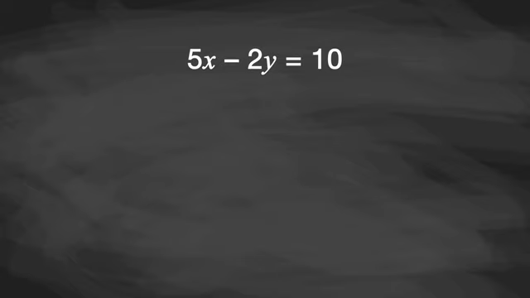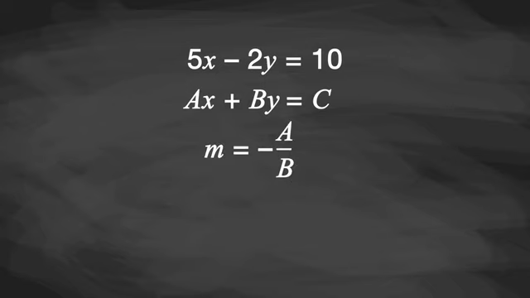The equation 5x minus 2y equals 10 is in standard form, ax plus by equals c. As long as the a and b stay the same, the slope will be the same. Remember, for standard form, the slope equals negative a over b. The slope for this equation is 5 halves.